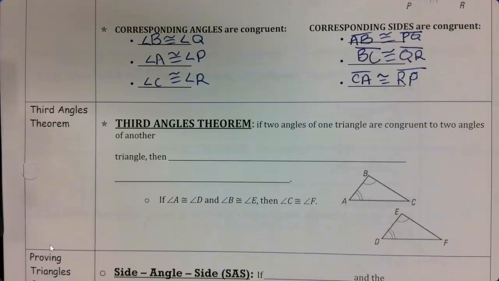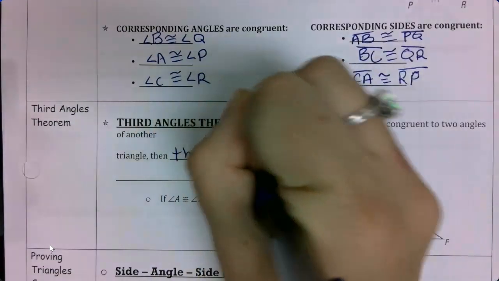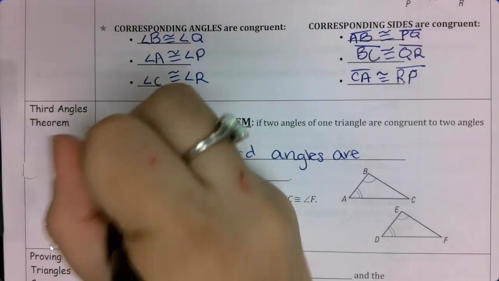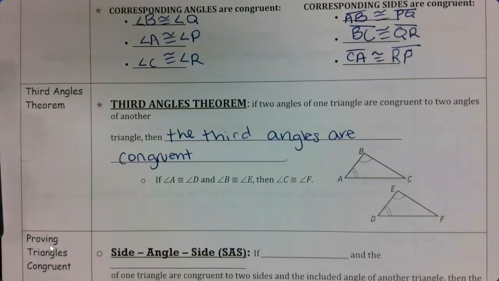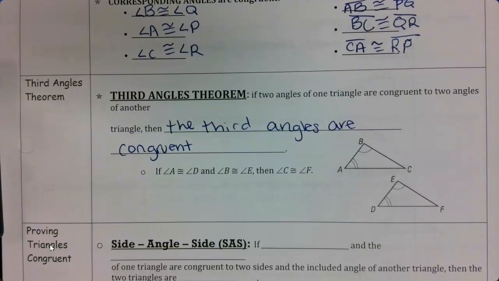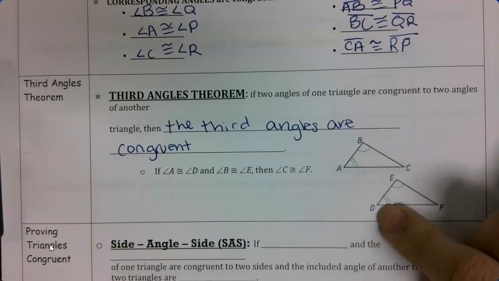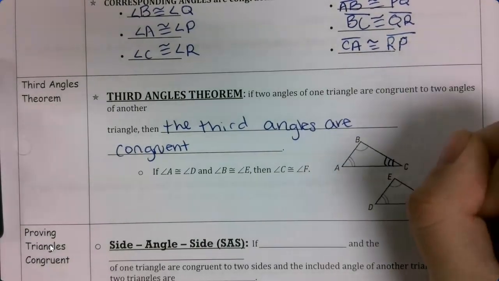So I have the third angles theorem. This states that if two angles of one triangle are congruent to two angles of another triangle, then the third angles are congruent. So this picture shows me that angle B is congruent to angle E, and angle A is congruent to D. So because these two are congruent, that means that these third angles have to also be congruent.